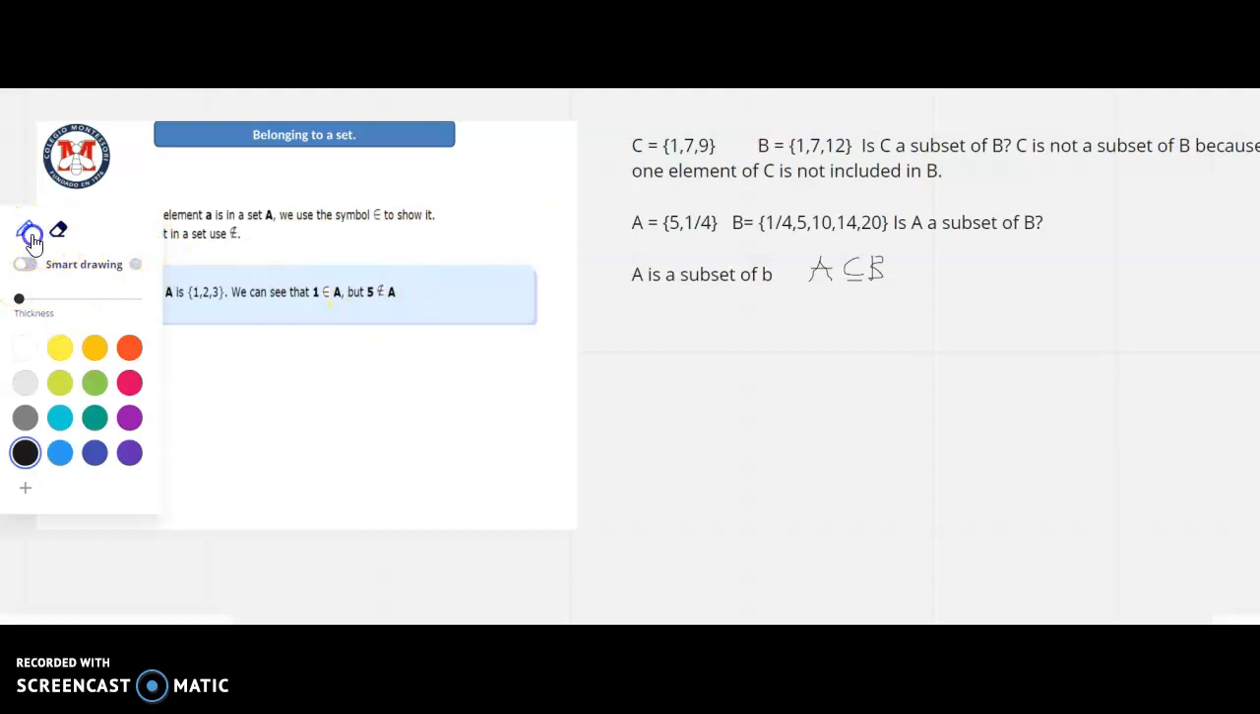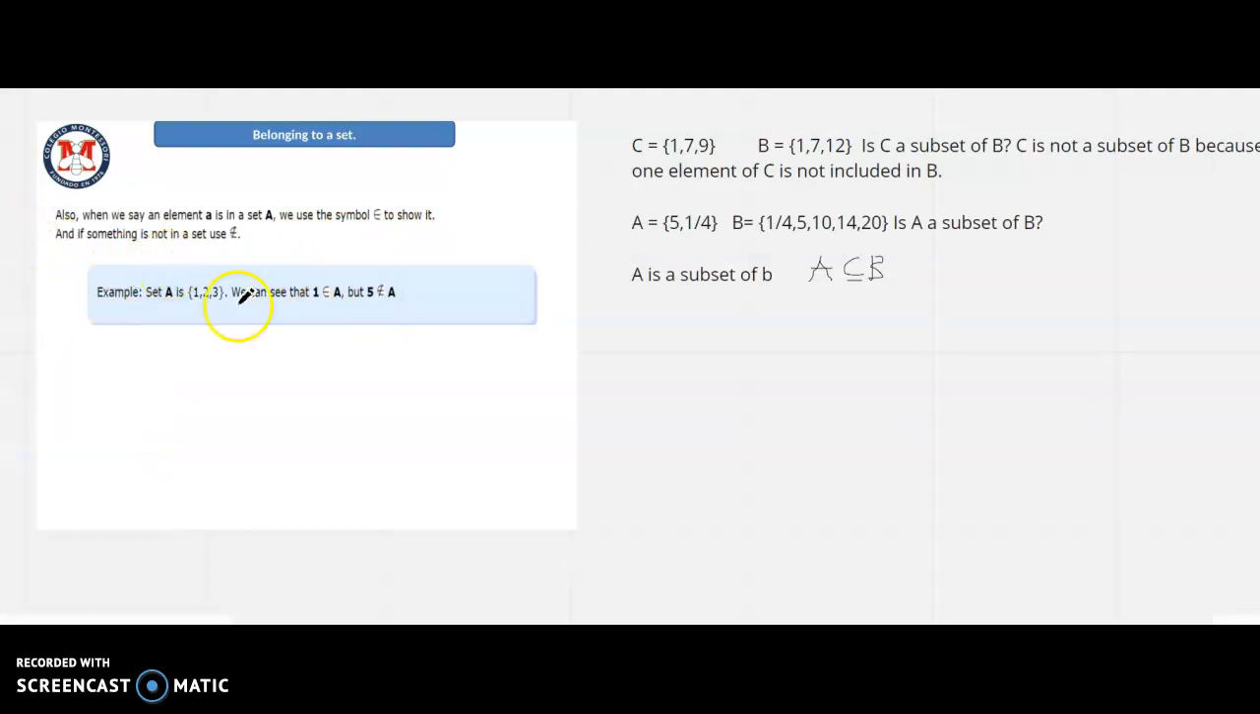So, okay guys, sorry, there was a problem with the connection.